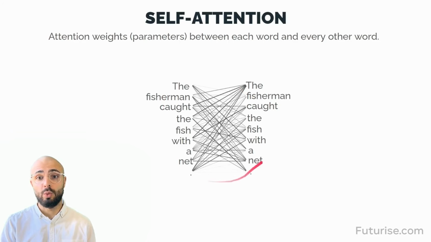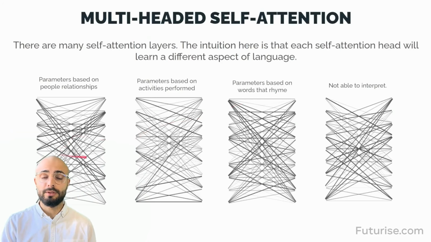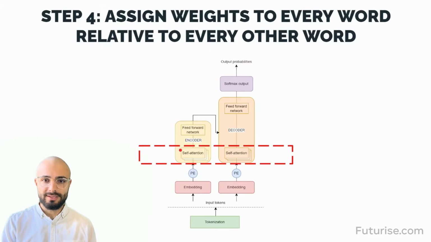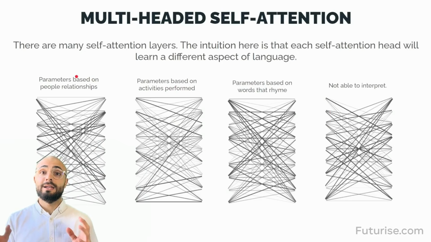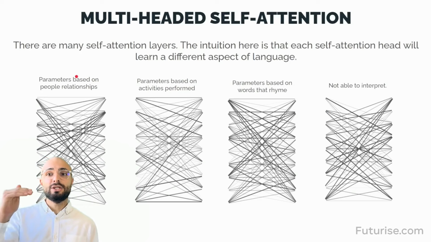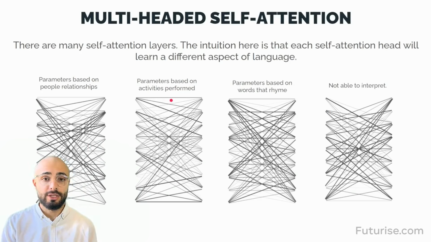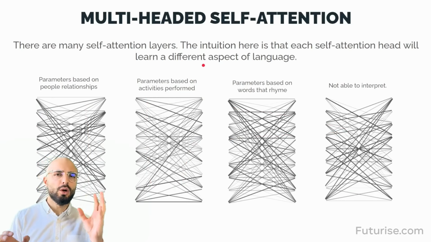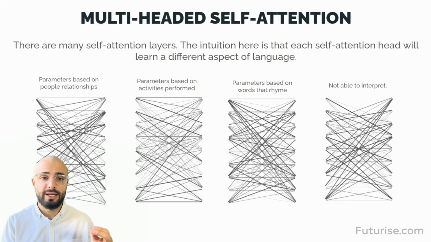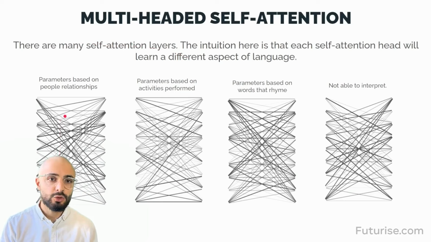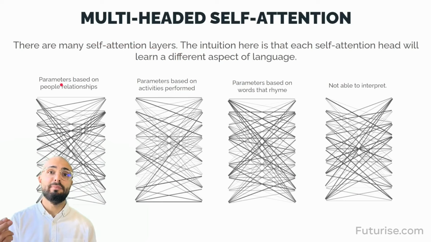And now it doesn't just do this once, it does this multiple different times. And that's why it's called multi-headed self-attention. If we look here, remember the self-attention layer had multiple different layers, and that's because it's multi-headed. And by multi-headed, what I mean is that each self-attention head, so this is one self-attention head, this is another self-attention head, etc. And usually there'll be somewhere in a range of 12 to 100 of these self-attention heads, and each one represents something different. For example, in this one, the parameters or these weights might be based on the people relationships between the different words.